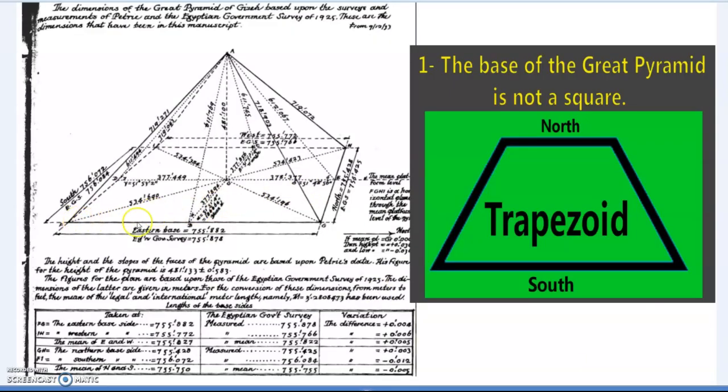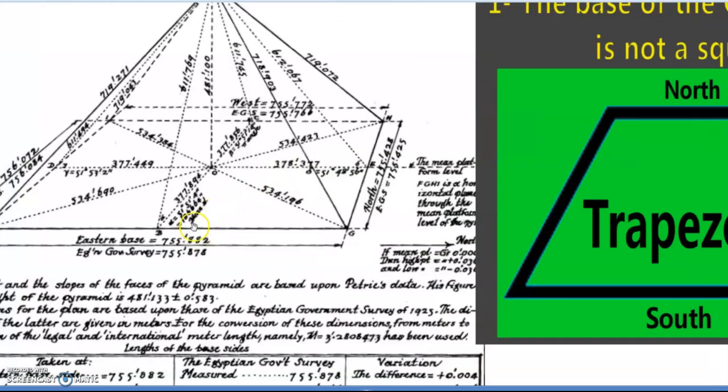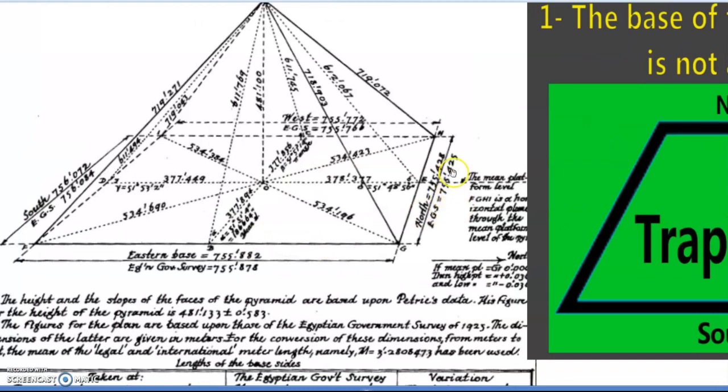However, the pyramid is not a perfect square at the base. This is a trapezoid, and the pyramid is much less trapezoidal than this. Just as an illustration, the south side is the longest and the north side is the shortest. There is a taper in the Great Pyramid, and this is from the J.H. Cole survey, which also shows our Petrie survey.